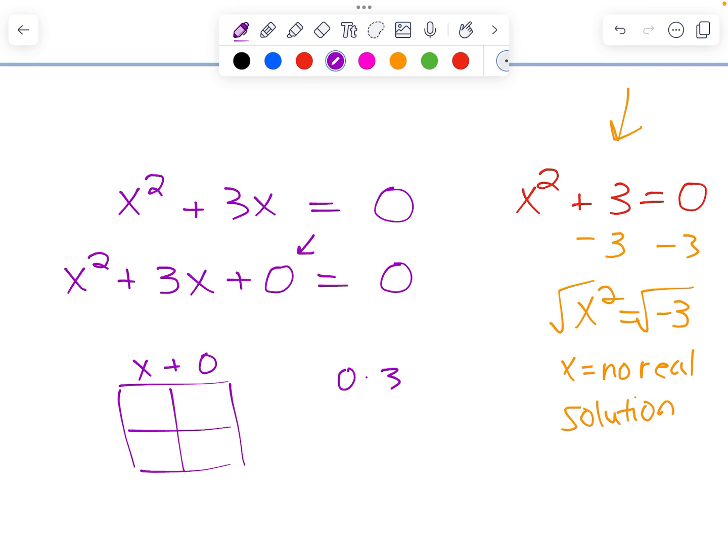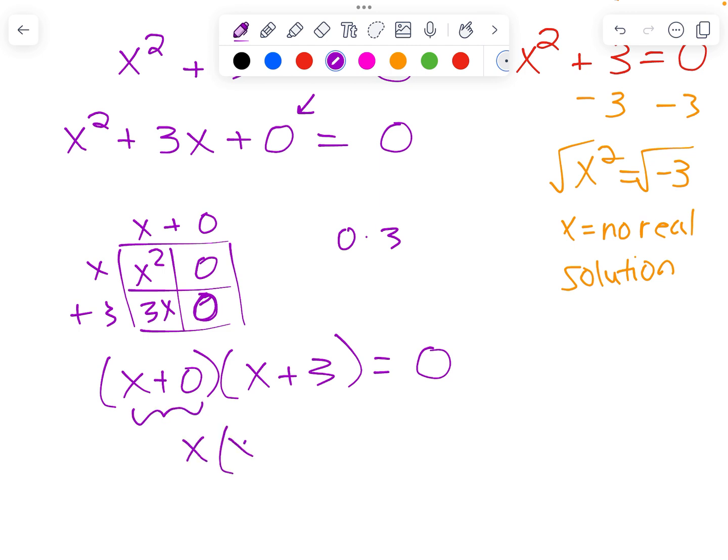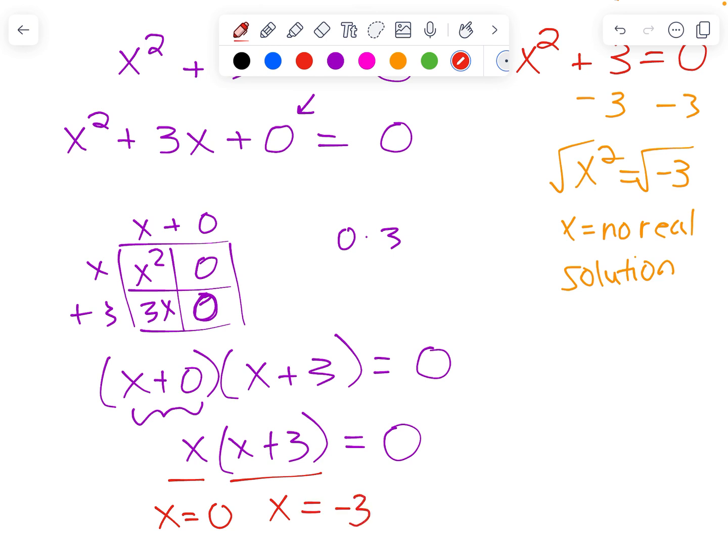If I did x plus 0 and x plus 3, that would give me x squared plus 3x. So the factored form of this is x plus 0 times x plus 3. And really x plus 0 is just an x. So you can actually think about it as factoring out a greatest common factor as well. And then thinking about, okay, I've got something times something that equals 0. So either x equals 0 or x equals -3. So just something to know, a little bit different when we have 2 terms.